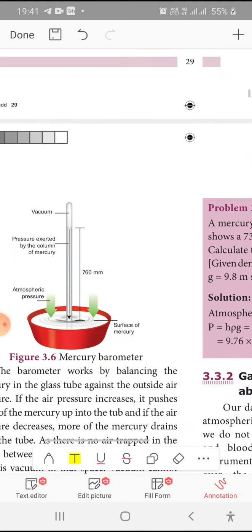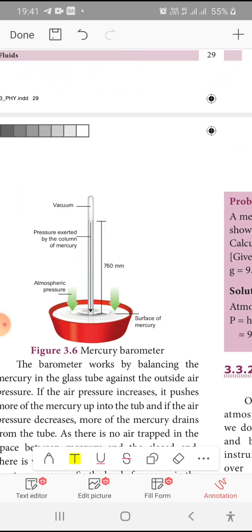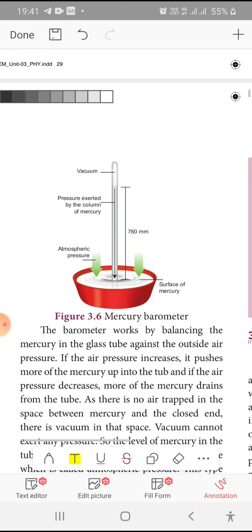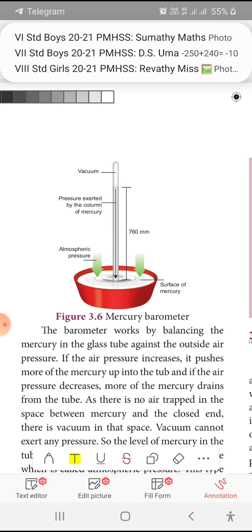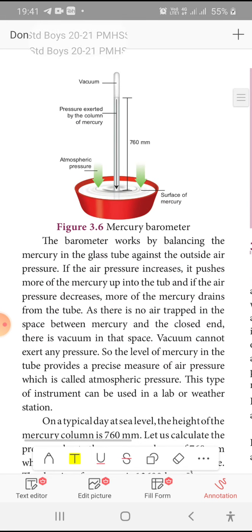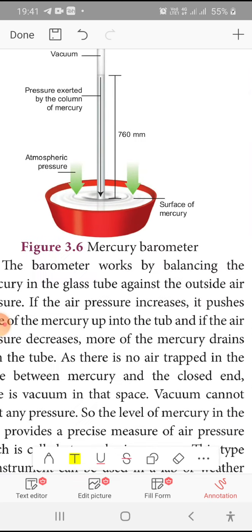See, this is the arrangement. A small tub full of mercury, and a long, narrow tube. That tube is also filled with mercury, closed with your thumb and kept inverted into the trough of mercury, and then you release your thumb. This is the experimental arrangement. The barometer works by balancing the mercury in the glass tube against the outside air. You can see that in the picture.